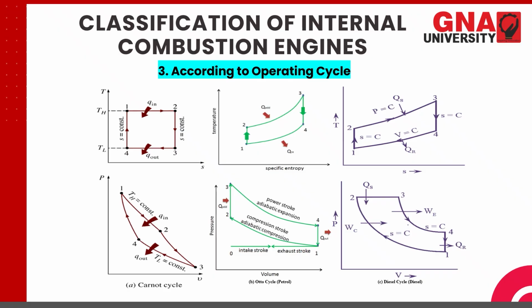Then we have the diesel cycle. In the diesel cycle, the cycle remains the same, the only difference is the heat addition. Heat addition takes place at constant pressure instead of constant volume. You can see 1 to 2 is isentropic compression, 2 to 3 is isobaric heat addition, rather than isothermal. 3 to 4 is isentropic expansion, and 4 to 1 is isochoric: at constant volume, heat is rejected.